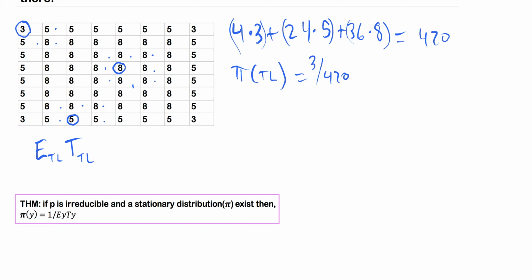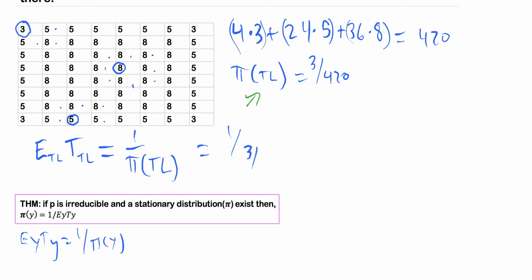Then we have the stationary distribution just equals 1 over the expected number of moves to get back to, in the theorem here it uses y, but we're using TL. So if we take the reciprocal of that, this just equals 1 over pi of TL, right? So this would just be E_y[T_y] equals 1 over pi y, straight from our theorem here. Well, we just found what the stationary distribution is for the top left corner. So the expected number of steps is just going to be essentially 1 over that. So it's 1 over 3 divided by 420, which equals 420 divided by 3, which equals 140 expected number of moves to get back to the top left corner if you started there. And that's it.